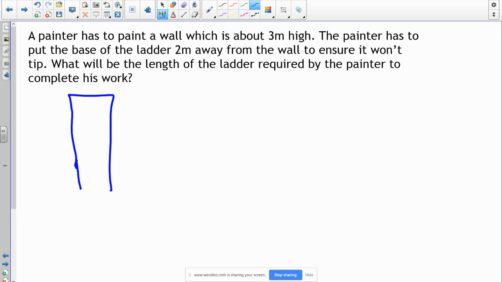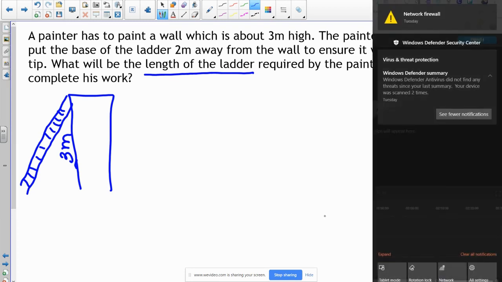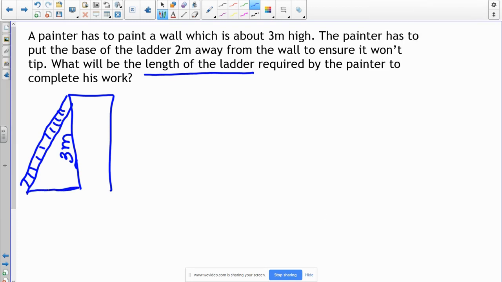So we'll pretend this is my wall. I'm going to label this as 3 meters. And I know I have to have a ladder, so I'll make this our ladder here. Okay, I know that's my unknown. I don't know how tall, because that's what it says: what will the length of the ladder be? But I do know that from the base of the ladder to the wall is 2 meters. So when I draw it, I can see that right triangle right here.